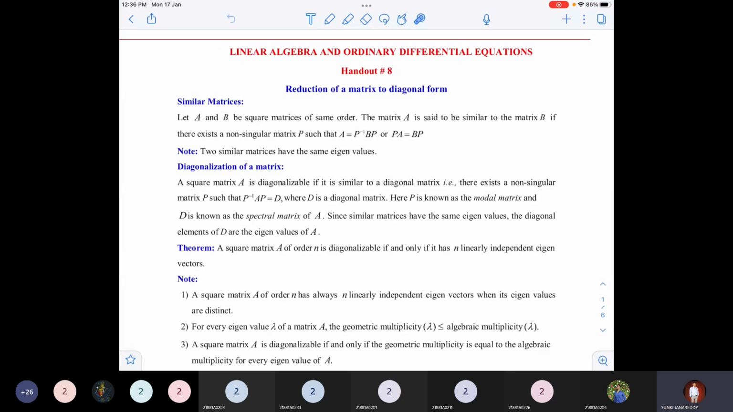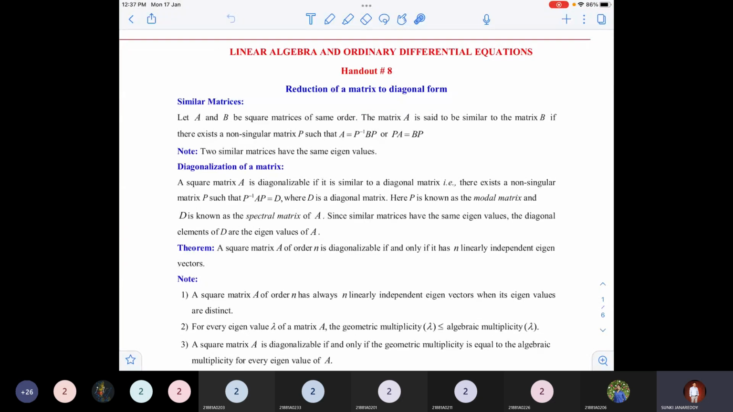Okay. All of you listen to me carefully. The next topic is reduction of a matrix to diagonal form. How to reduce the given square matrix into diagonal form? Before that, we should know some basic definitions. After that, we can discuss the diagonal form of a square matrix.